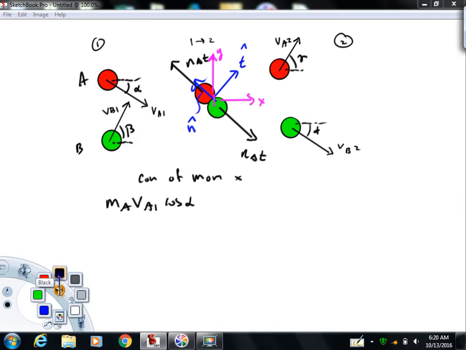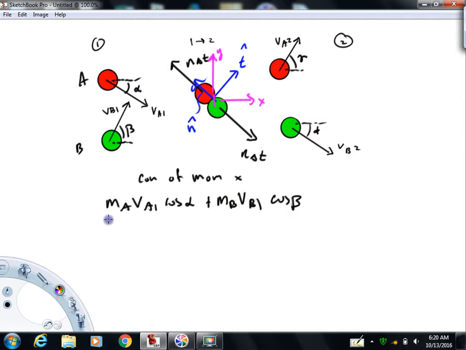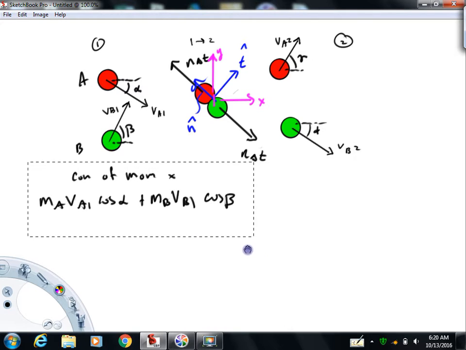Okay? This guy's x momentum, again, if I draw this guy's components, and I like to draw components in red, this guy's x component would point this way, y component this way. The x component is adjacent to beta. So this is going to be plus MBVB1 cosine beta. So this product represents the net momentum of this system in the x direction. I think I'm going to need a little more room than I have, so I'm going to take this and move it over to the right here.